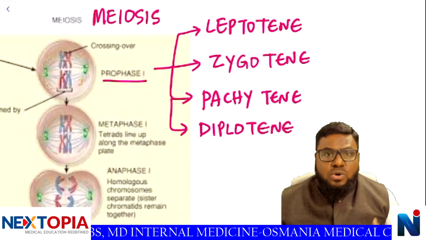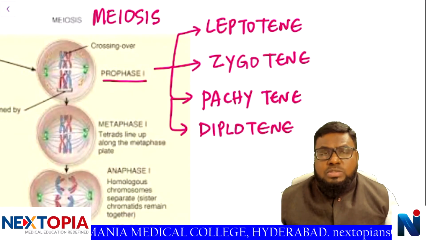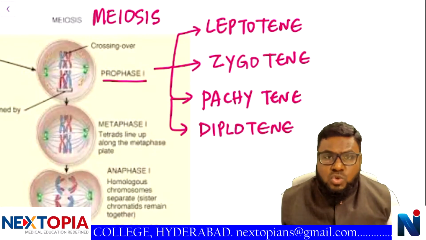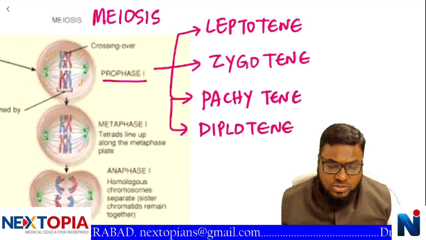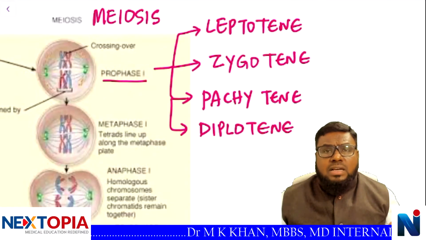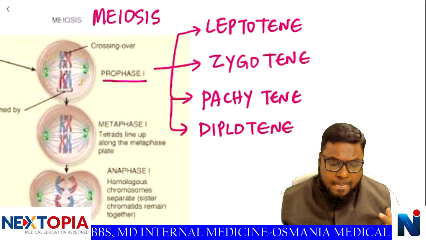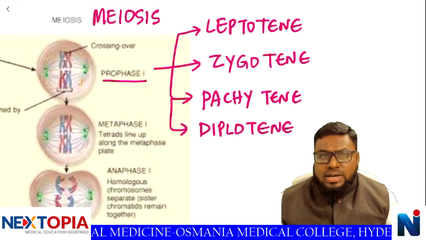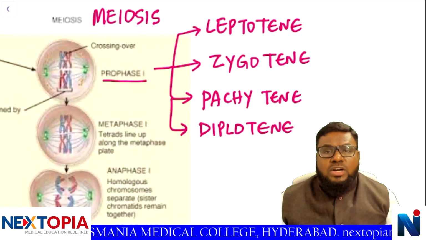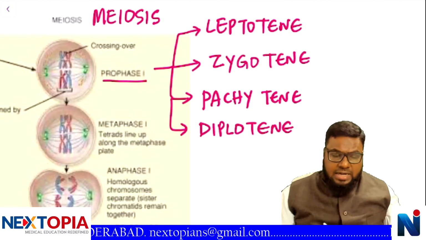Then zygotene. Zygos means doubling up or division. So the 46 chromosomes in each cell, that is 23 pairs, the two chromosomes of each pair come to lie parallel to each other. Here the two chromosomes come together and pair, and this is called zygotene.